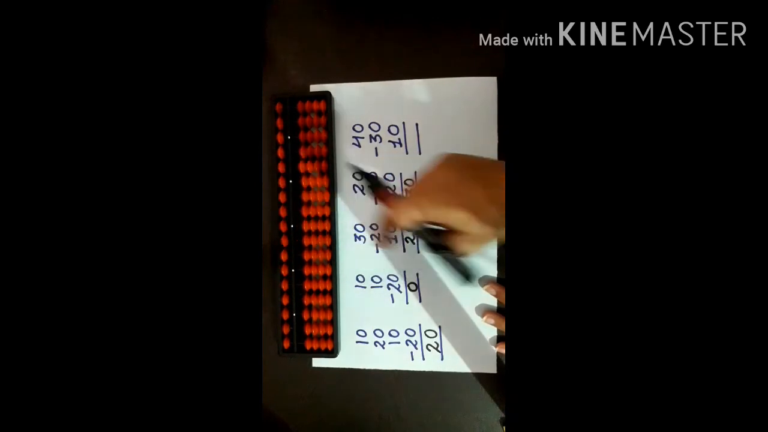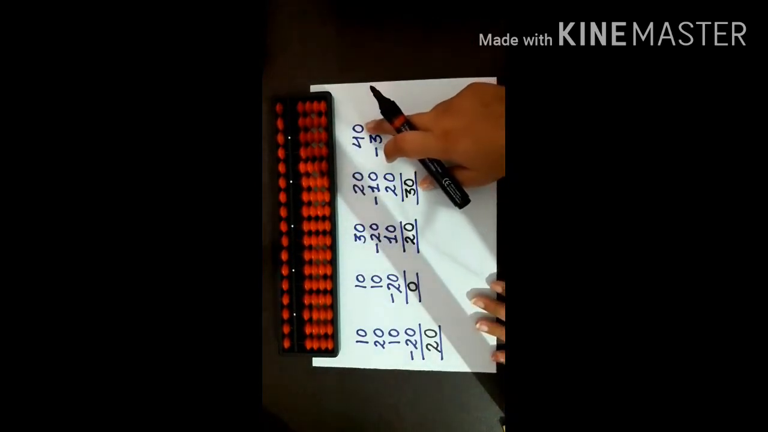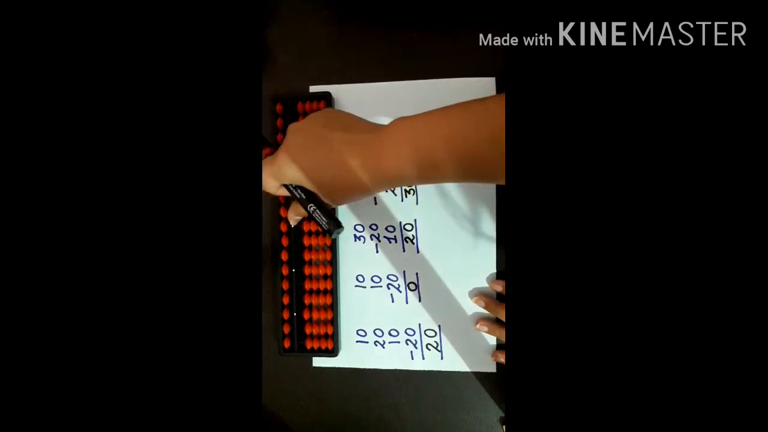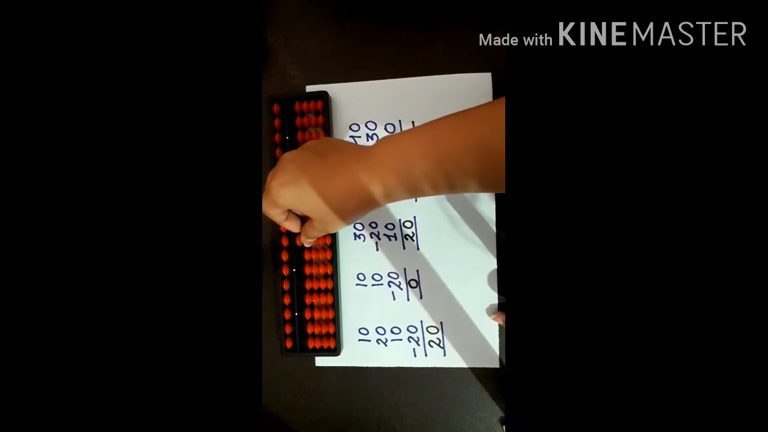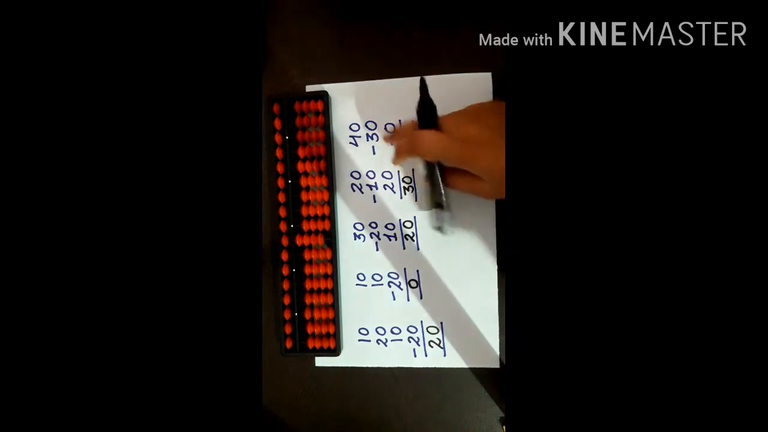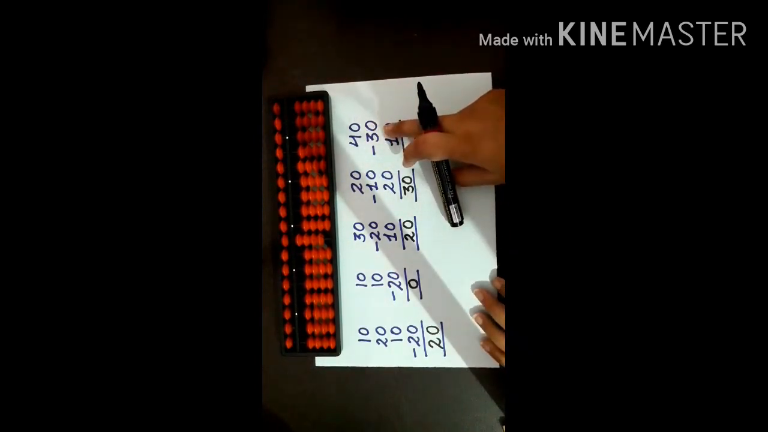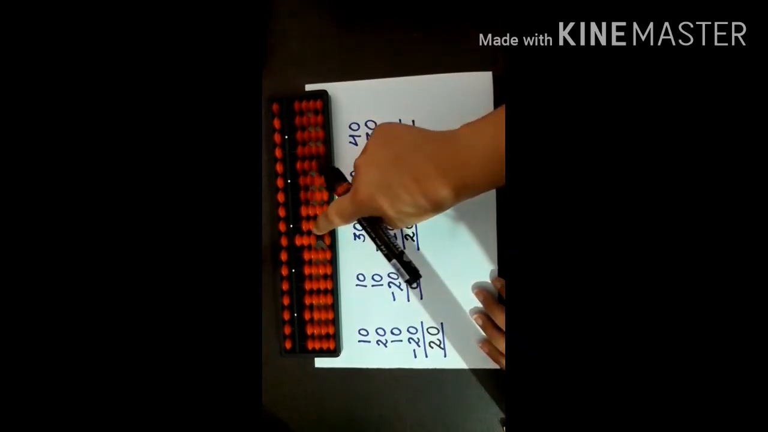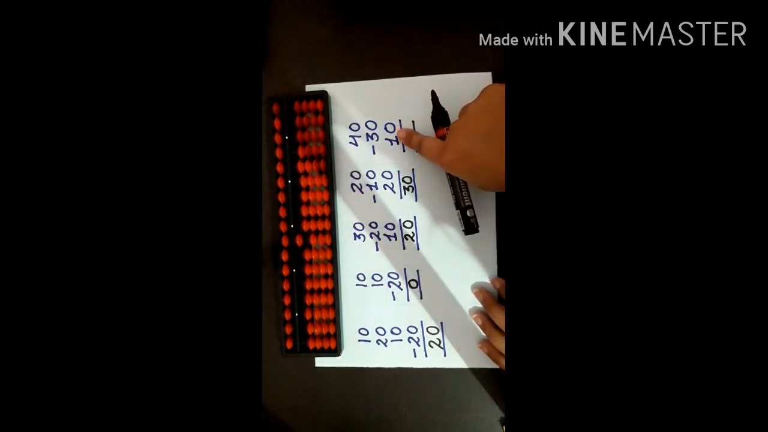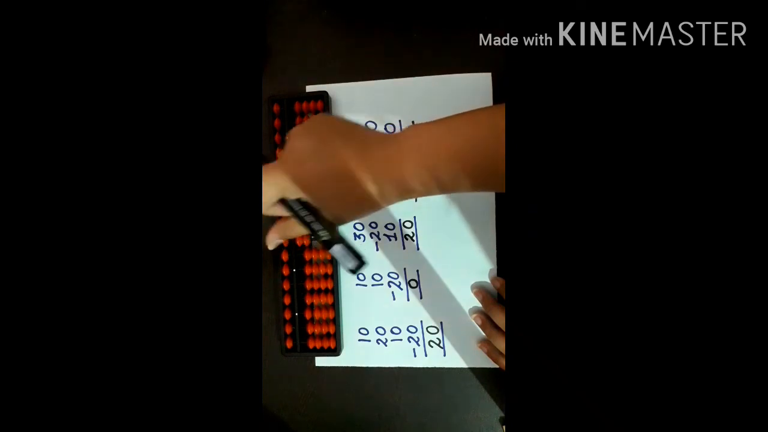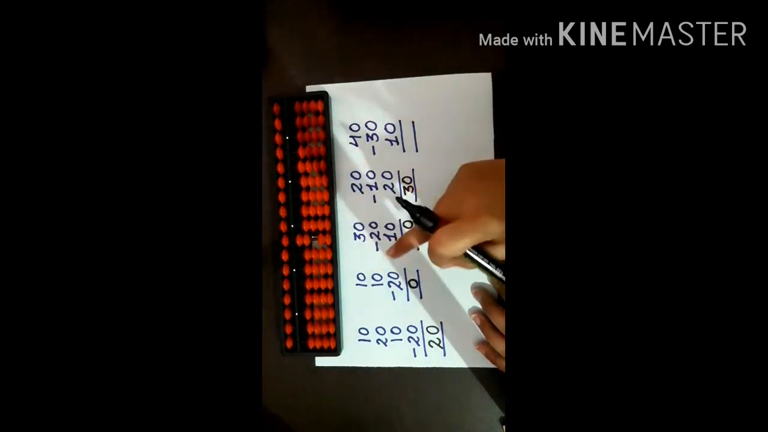Now set your abacus. What is your first? 40. 10, 20, 30, 40. Minus 30. 10, 20, 30. Minus down. Now again you have to add 10. So what is your answer?